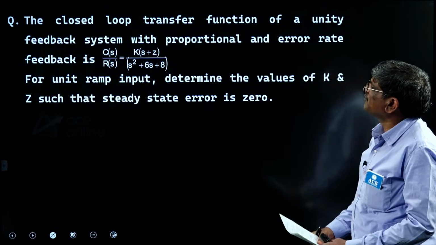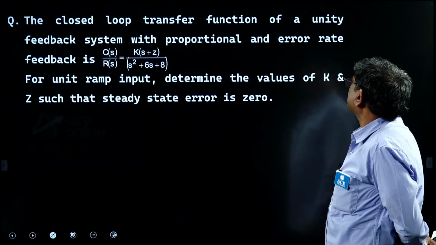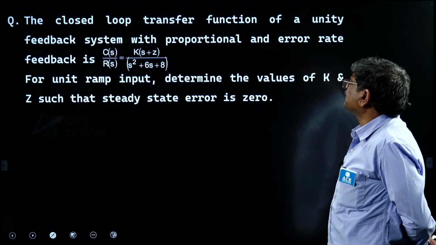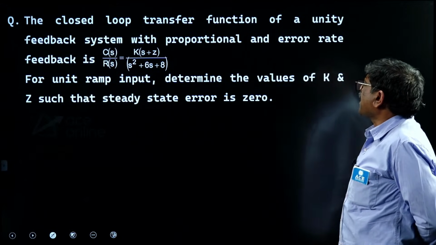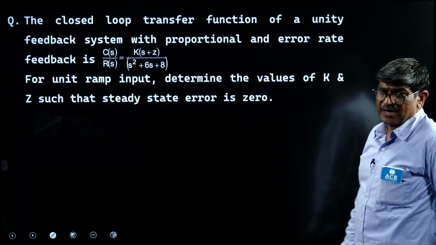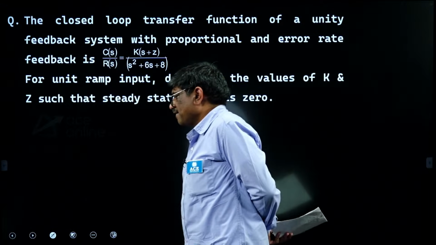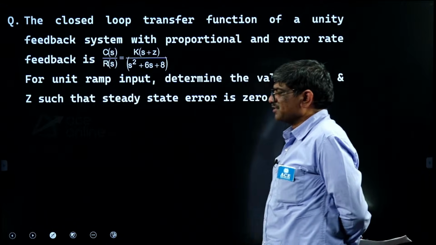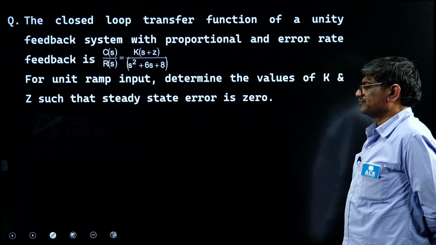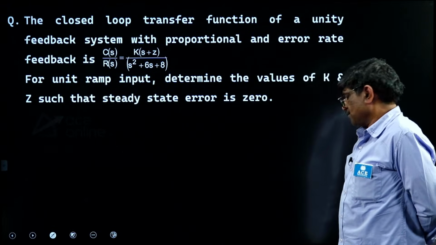Come on, solve this. The closed loop transfer function of a unity feedback system is given, with proportional and error rate feedback. For unit ramp input, determine the value of K and Z such that the steady state error is equal to 0. Anybody can solve this? Come on. Do it.